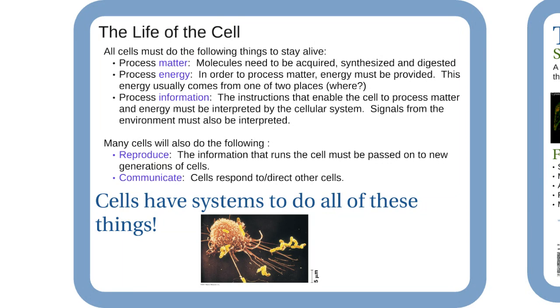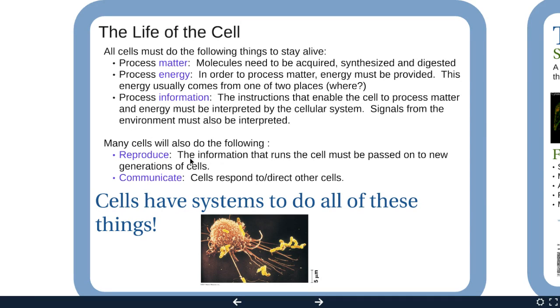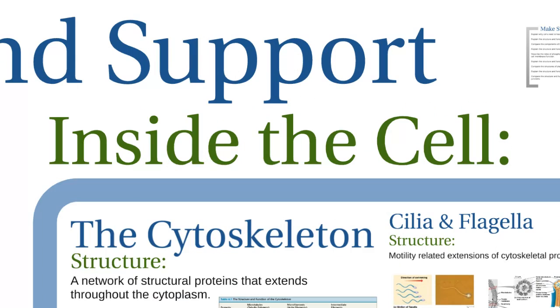It needs to be able to process energy, so you're thinking metabolism, and it needs to be able to process information. That's the instructions. And from there, the information can be passed on, inherited, and that's the reproduction. We haven't really talked about the communication, but cells respond to other cells. And that is something that we'll be focusing on.